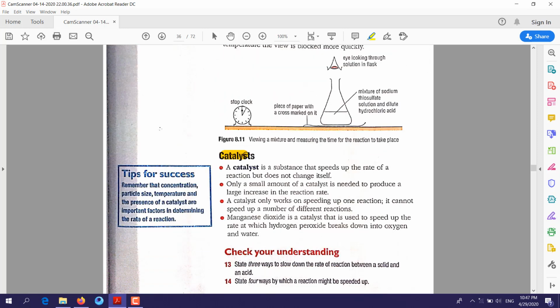Then, the last thing, catalysts. What do we mean by catalysts? Catalysts are substances that speed up the rate of reaction without changing their structure. Example.